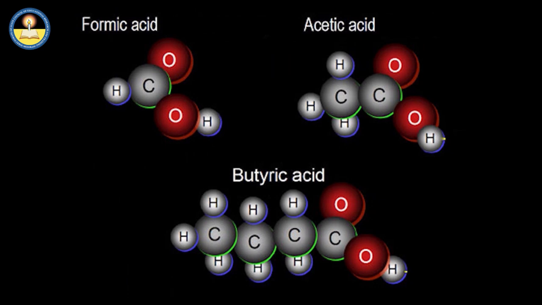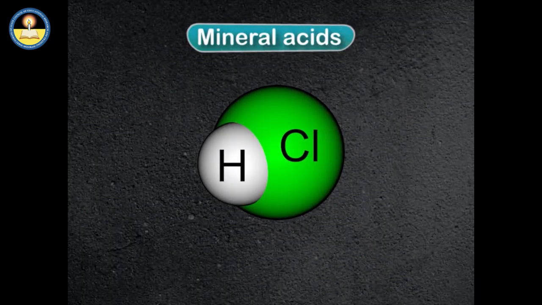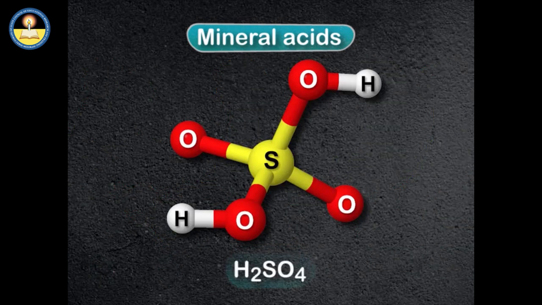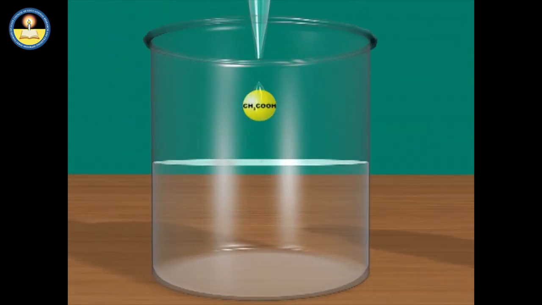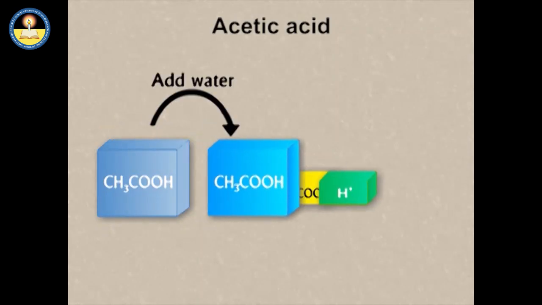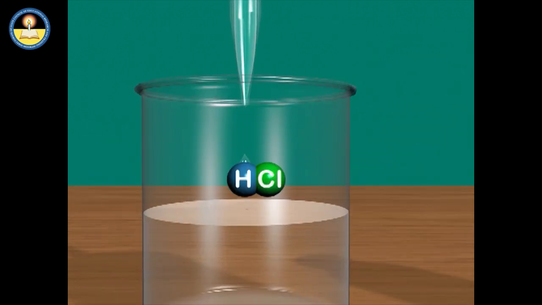Ethanoic acid and other organic acids are weaker acids than the mineral acids like HCl, HNO3 and H2SO4, which are also inorganic acids. Ethanoic acid and other organic acids are weakly dissociated acids, while hydrochloric acid and other inorganic acids are almost completely dissociated acids.